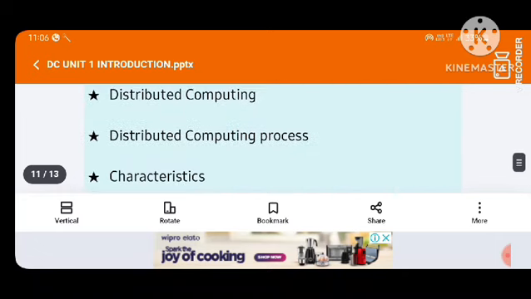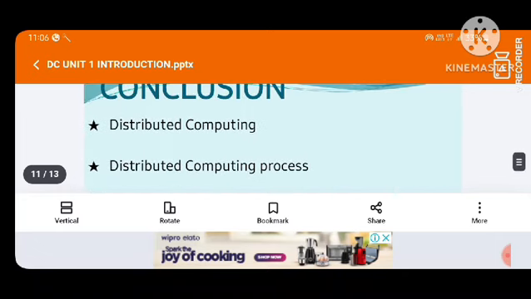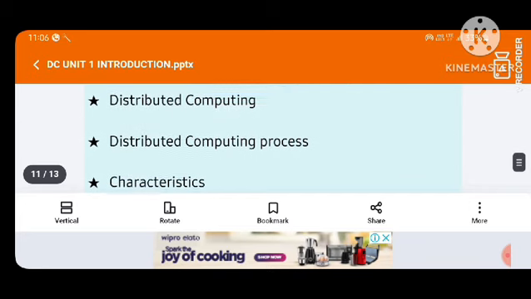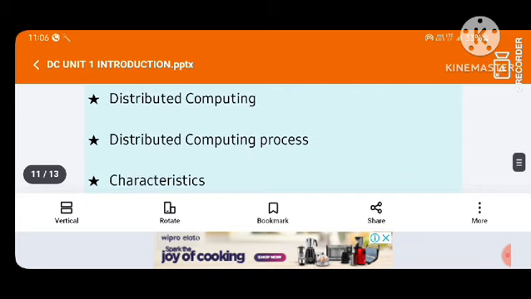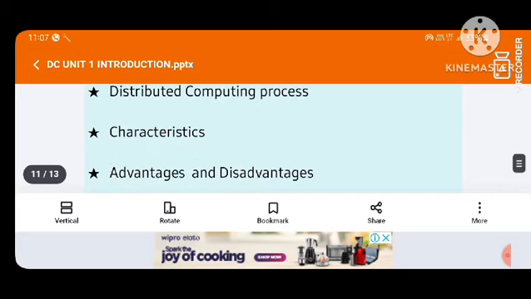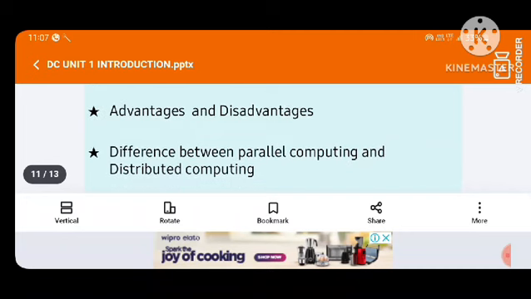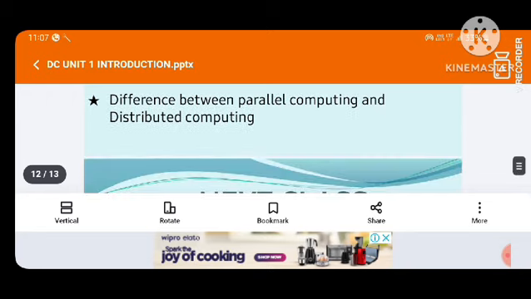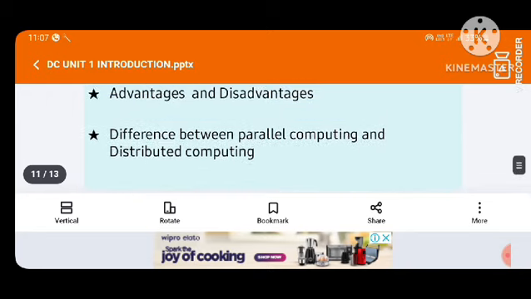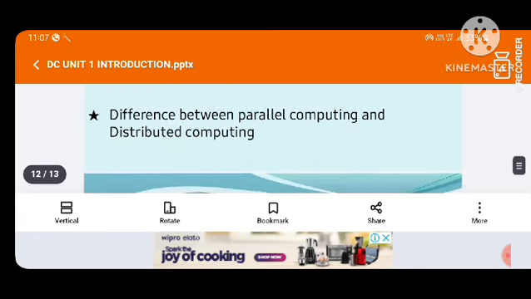So these are the topics we learned today. First one, distributed computing definition. What is distributed computing? Next one, distributed computing process. Then the characteristics. Advantages and disadvantages of distributed computing. Then what is the difference between parallel computing and distributed computing? These are the topics we learned today.